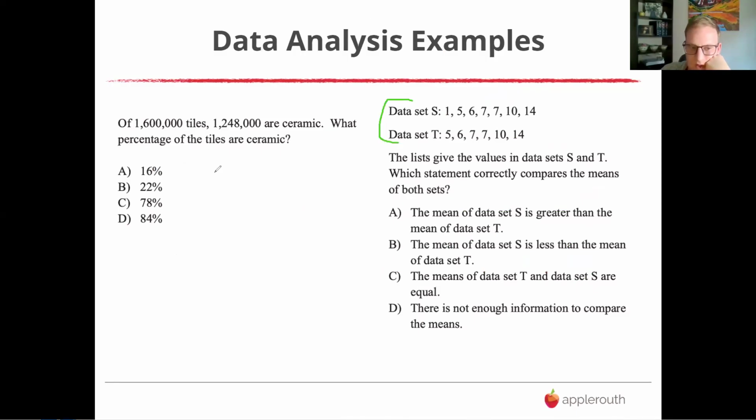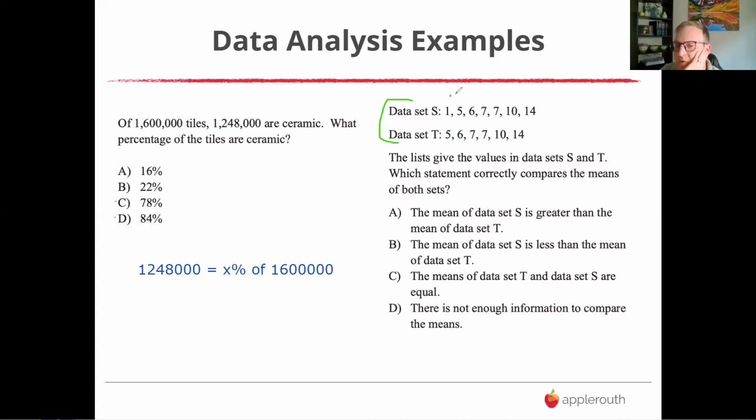But for the first one, of 1.6 million tiles, 1.248 million are ceramic. The easiest way to do this is just divide, but you can also put this in Desmos. So you pull up the calculator and say 124800, because I don't like commas, equals X percent of, and then you'll write 1600, all those zeros. And so if you do this, it'll literally give you an answer, a straight line that's an X value. This would also be fine to just divide 1248 over 1600. Right, we'll get one of these two.